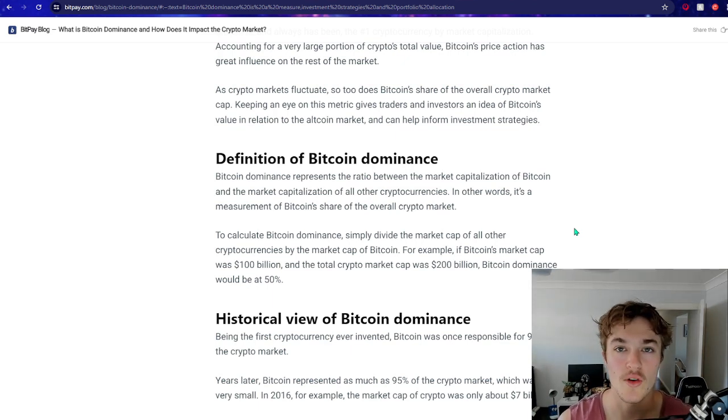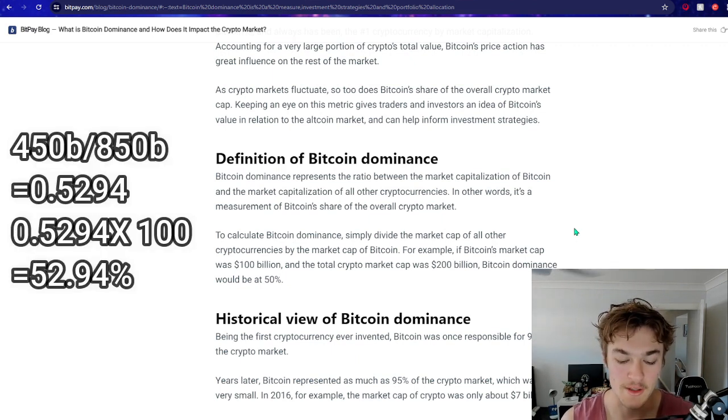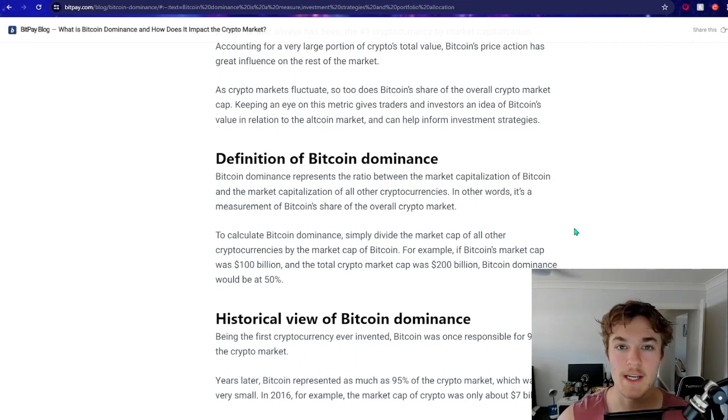But Bitcoin dominance can also rise even during a downturn. For example, if Bitcoin's market cap went from 500 billion down to 450 billion, however, the total market cap went from $1 trillion down to $850 billion, then Bitcoin dominance would still rise to 52.94%. So the Bitcoin dominance is an interesting figure in the sense that it can rise during bear markets and during bull markets. It really doesn't matter whether the prices of cryptocurrencies are going up or down. It's just relative to the entire crypto market cap.